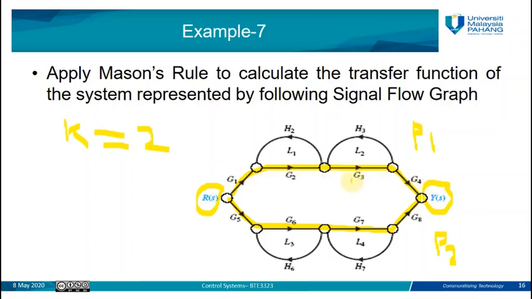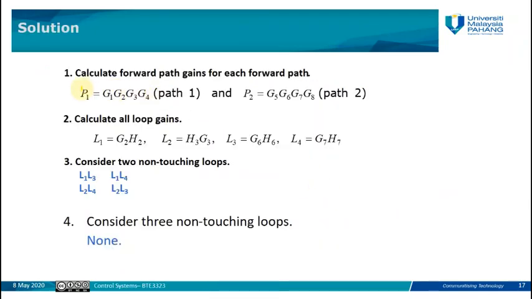So this will be the B1. For B2 will be G5, G6, G7, G8. You can see here, the path number 1 is G1, G2, G3, G4. B2 will be G5, G6, G7, G8. So this will represent the gain of the forward path number 1 and forward path number 2.